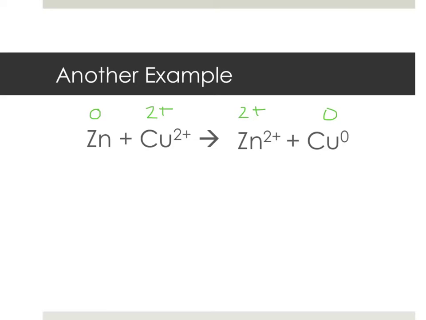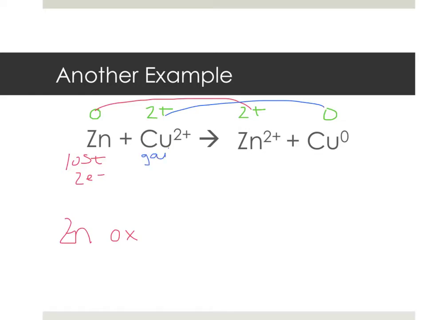In order for zinc to have gone from a charge of 0 to positive 2, it must have lost 2 electrons, meaning that zinc was oxidized. Copper, on the other hand, must have gained 2 electrons to go from a charge of positive 2 to 0. So copper 2+ was reduced. Again, our electrons were transferred from zinc to copper.